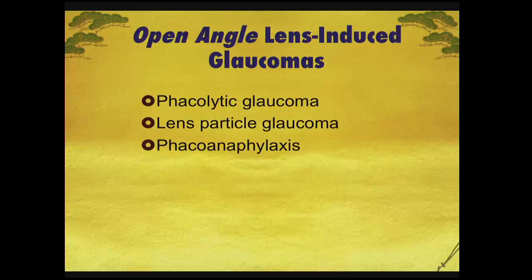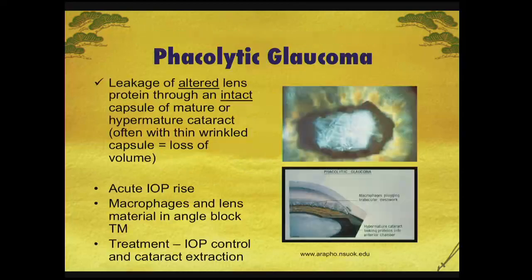Right, open angle glaucomas due to lens problems. Phacolytic glaucoma, this is leakage of altered lens protein through an intact capsule of a hypermature lens. So you can see this kind of wrinkling of the capsule because all the lens material inside is liquefying and not taking up all the volume of the capsule. The treatment here is to control the pressure and take out the lens. Once you take out the lens, the glaucoma will go away.